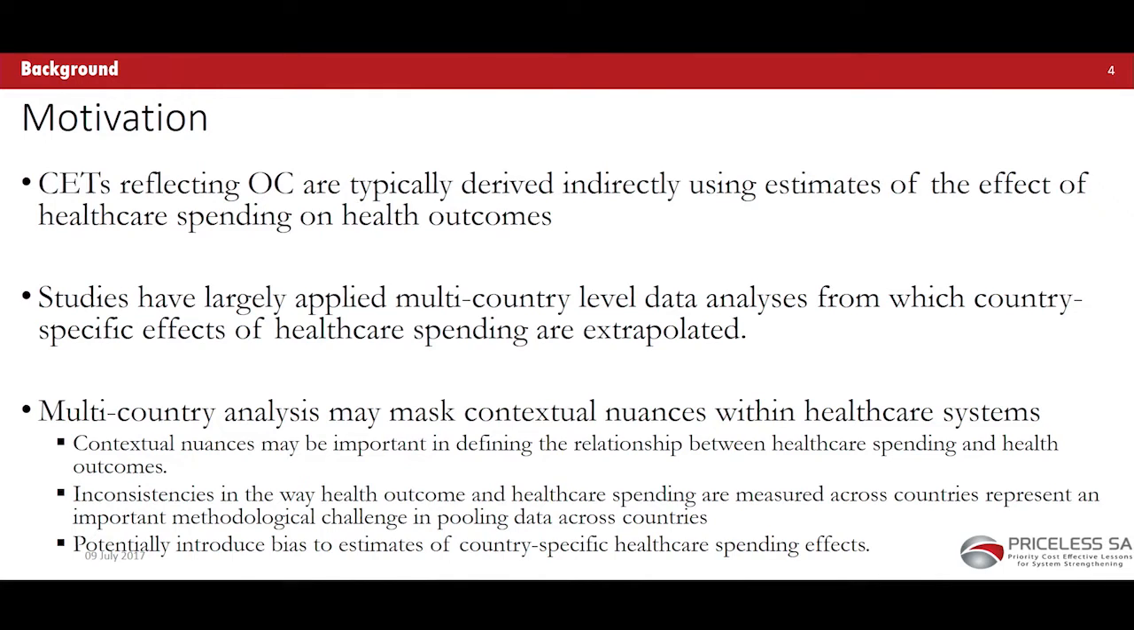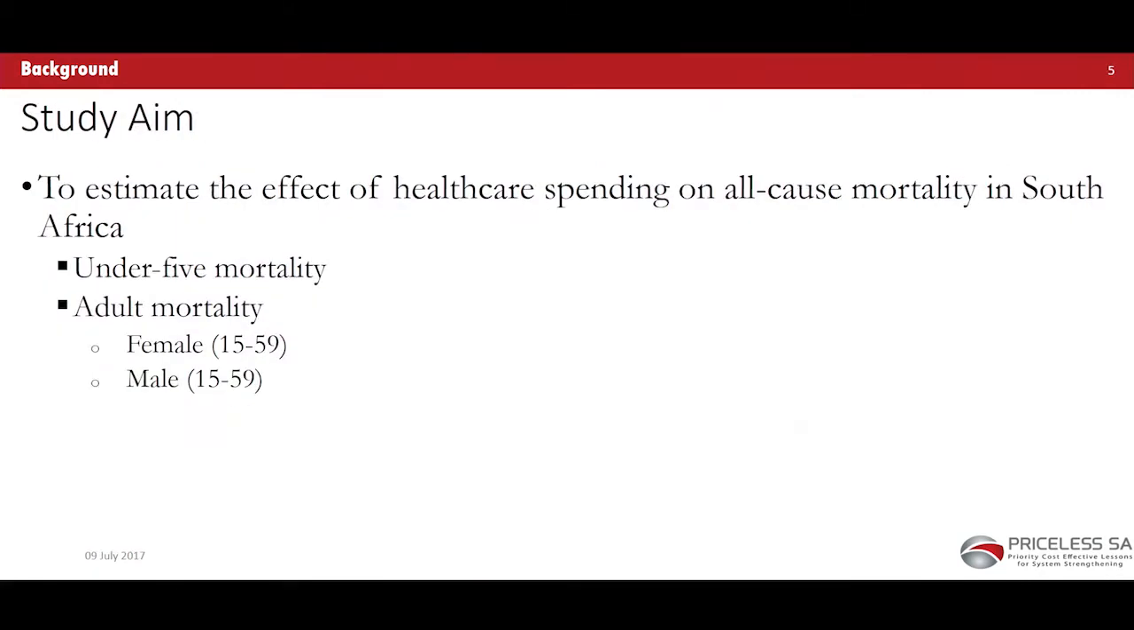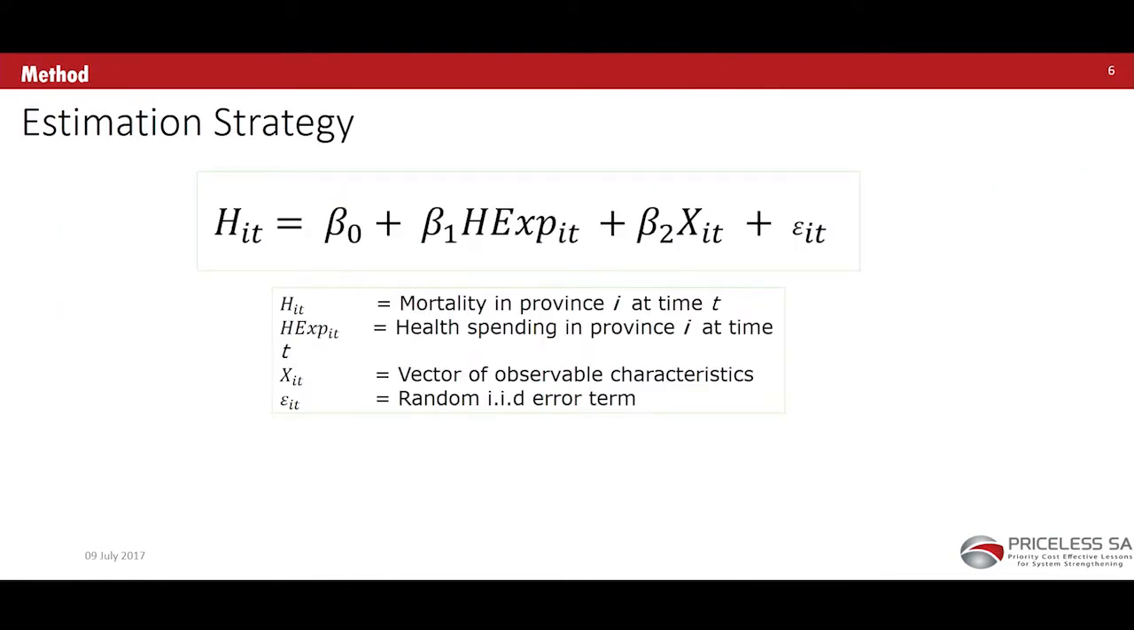And so, I'm not in any way putting down this multi-country analysis, but I'm just saying that it might be better to use in-country data to try to estimate these effects. And so what we're trying to do that for South Africa, looking at under five mortality and adult mortality, and then the hope is to use this estimate to estimate a cost-effectiveness threshold for South Africa.